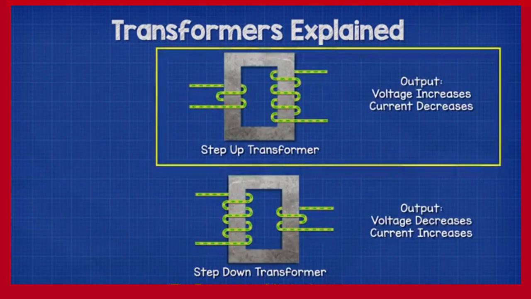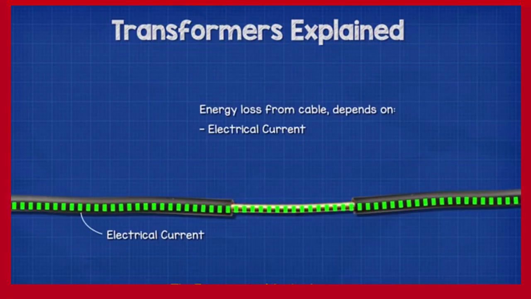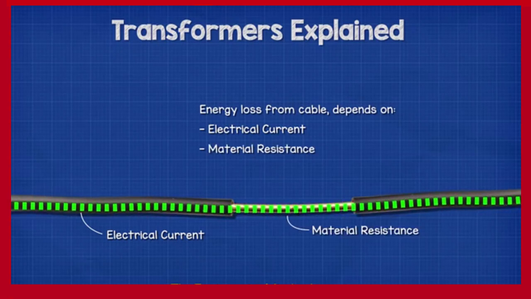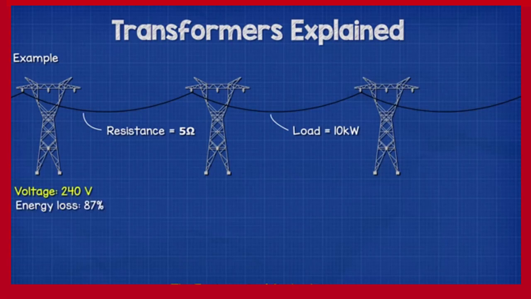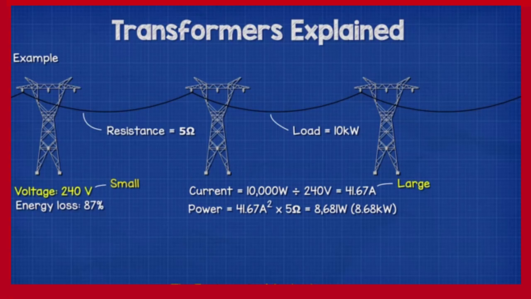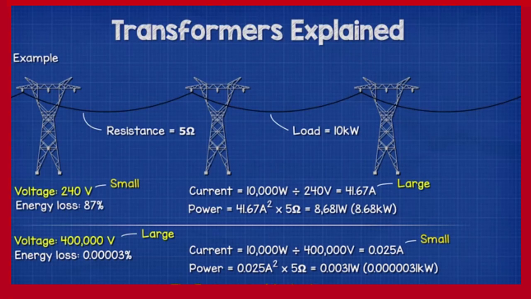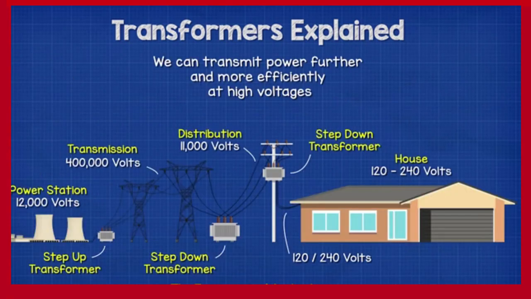By increasing the voltage through a transformer, we reduce the current. Energy loss in a cable depends on the electrical current and the resistance of the cable. If this cable has, for example, 5 ohms of resistance, and we try to send 10 kilowatts through it at 240 volts, we would lose about 87% because the current is high, but the voltage is low, and so the losses are huge. But if we were to send this at 400,000 volts, we lose a tiny fraction of just 1% because the current is low. So we can transmit power further and more efficiently at higher voltages.